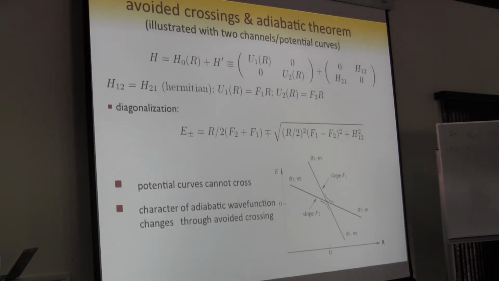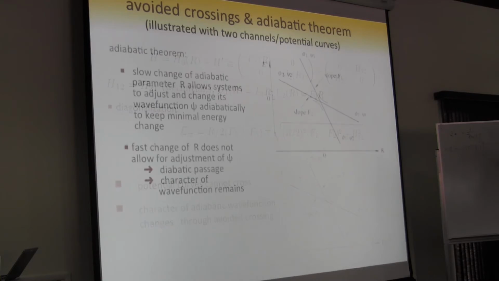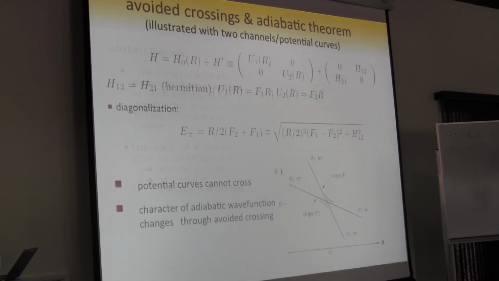Now what is important, and I want to emphasize it for you, and you should keep that in mind, is that the character of the adiabatic wave function changes through the avoided crossing. So one can see this quite nicely here. We start out here with our adiabatic wave function, psi1, and this goes over here to psi1.